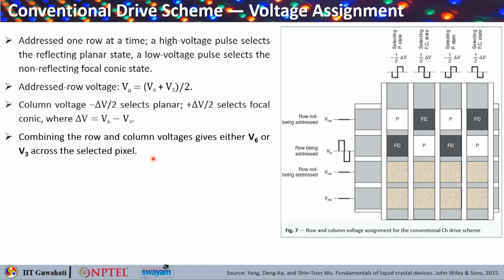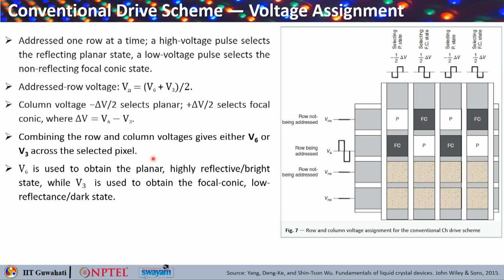Now combining the row and column voltages gives you either V6 or V3 across the selected pixels. V6 is used to obtain the planar state, so wherever you get V6 you get planar, and V3 is used to obtain the focal conic, that means the low reflectance dark state. So the row voltage here is VA, that is V6 plus V3 by 2.